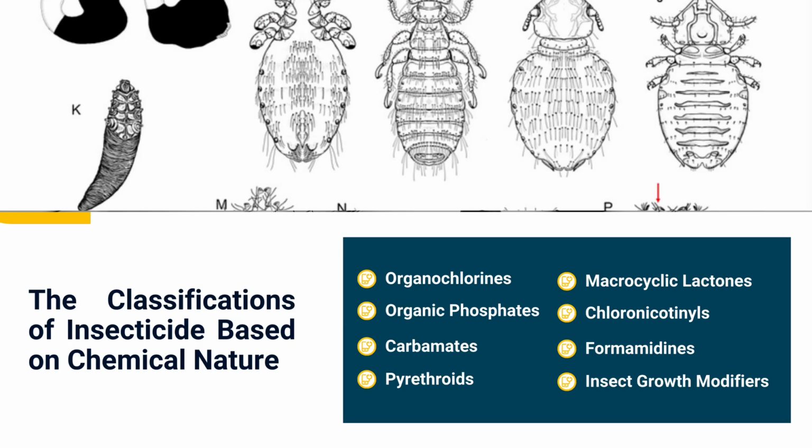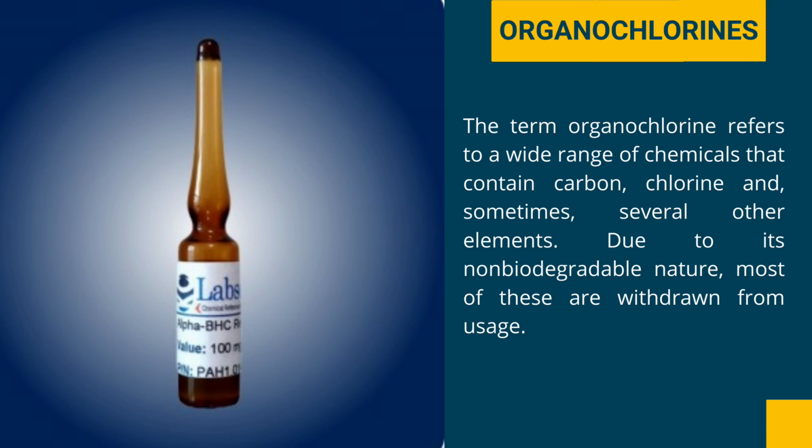The classification of insecticide based on chemical nature: organochlorines, organophosphates, carbamates, pyrethroids, macrocyclic lactones, chlorinated nicotinyls, formamidines, insect growth modifiers. The term organochlorine refers to a wide range of chemicals that contain carbon, chlorine, and sometimes several other elements.